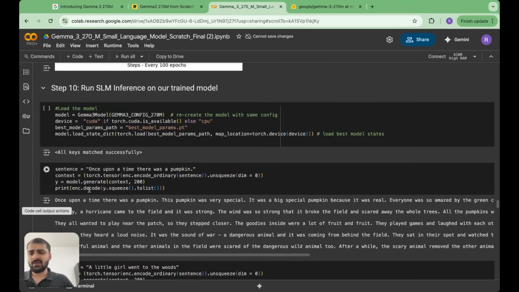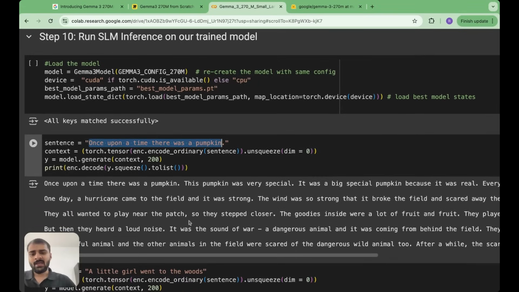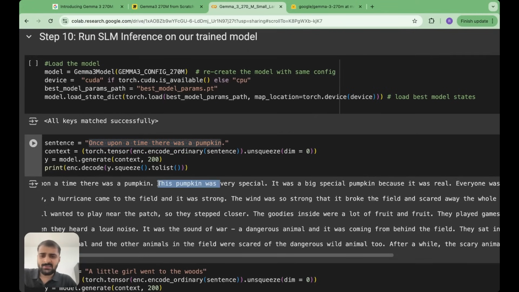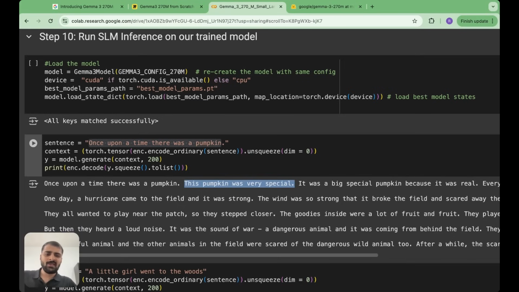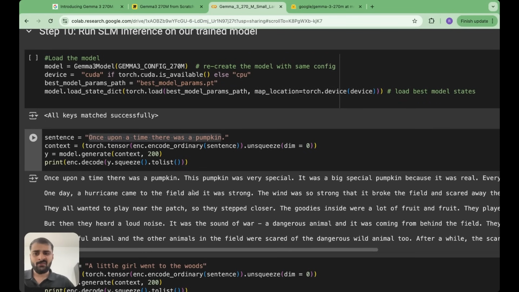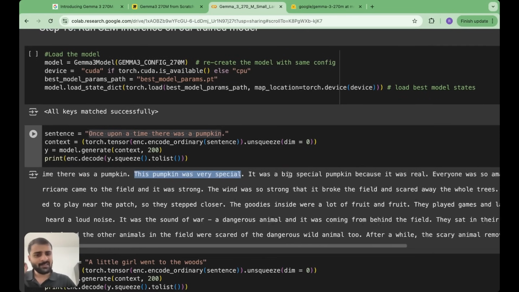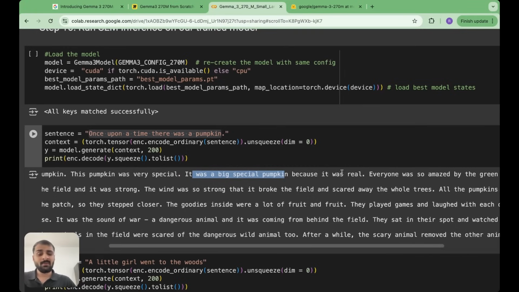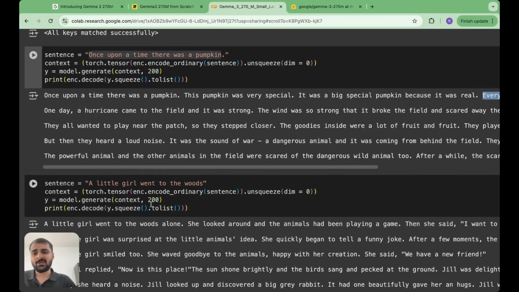So as you can see, the inference results which I have got, I gave it a sentence: once upon a time there was a pumpkin, and the inference results are coherent English and they make a lot of sense once I tell you what my dataset was. So let's read out some of my inference right now. Once upon a time there was a pumpkin. This pumpkin was very special. It was a big special pumpkin because it was real. Everyone was so amazed by the green color, etc.